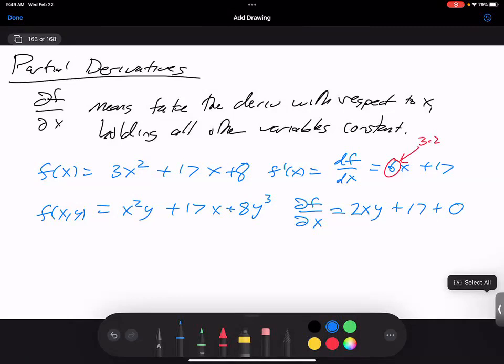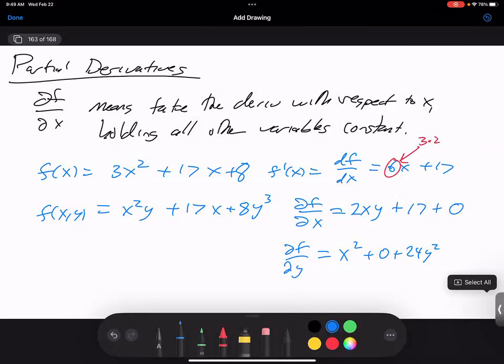What would be the partial derivative of f with respect to y? So now I hold x constant. What's the derivative of x squared y where x is constant? X squared. What's the derivative of 17x? And what's the derivative of 8y cubed? 24y squared. So we've now figured out how to do partial derivatives.